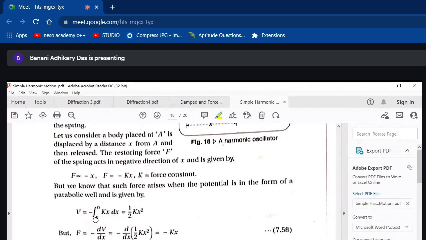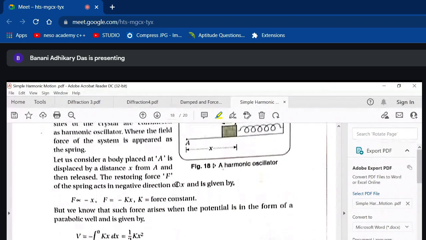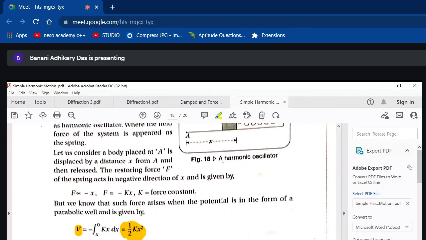For the whole length x, the work done should be the integration from x to 0, because it has been brought from here to here. That is why it is here with a minus sign. If you integrate this out, you get the potential of a harmonic oscillator equal to half kx square. This is the take-home message. You have to remember this for this course. The potential of a harmonic oscillator has a parabolic dependence: V is equal to half kx square.